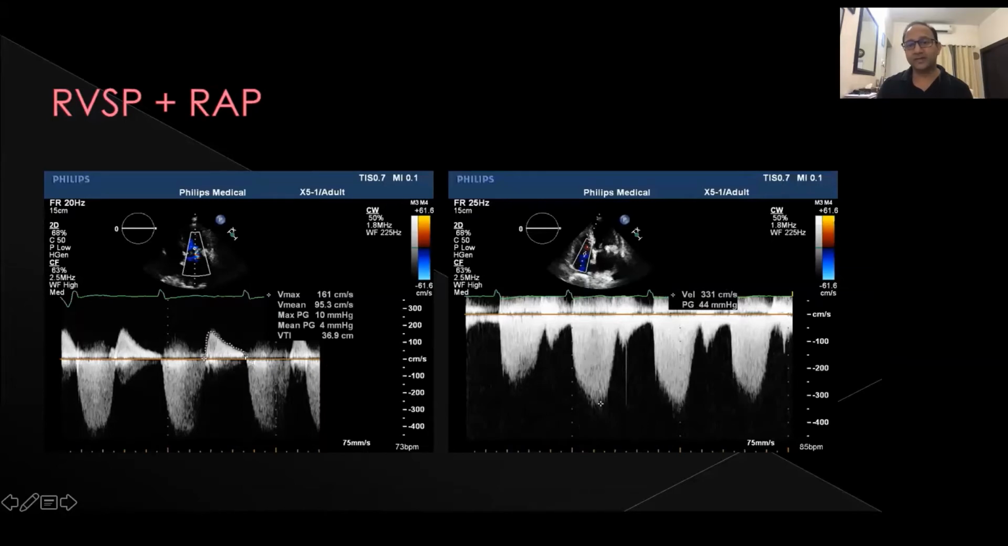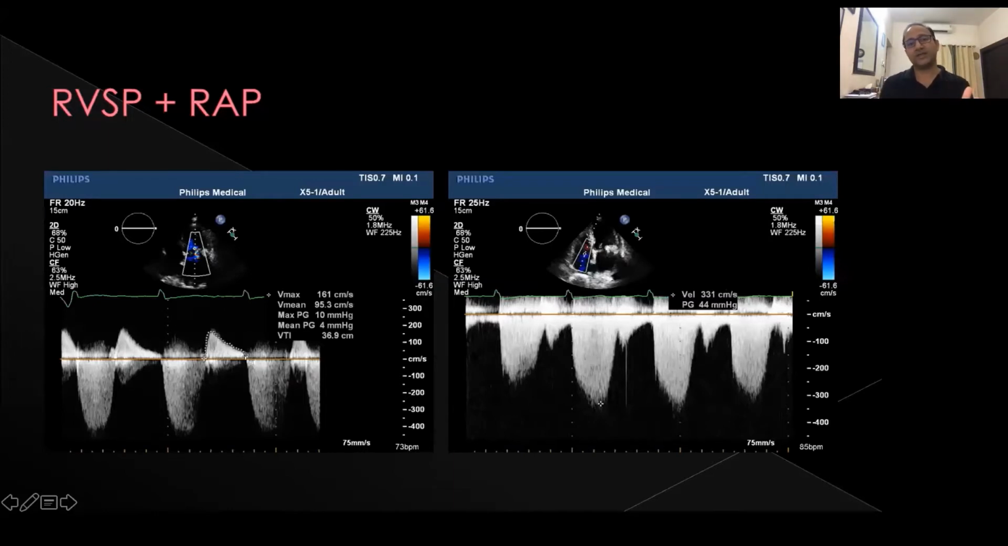It's approximately 44 plus the right atrial pressure. Suppose we take it as 5 or 6, it would be about 50 PA pressure, which is high. So obviously this patient's mitral stenosis is significant if we look at the hemodynamic aspect of it.